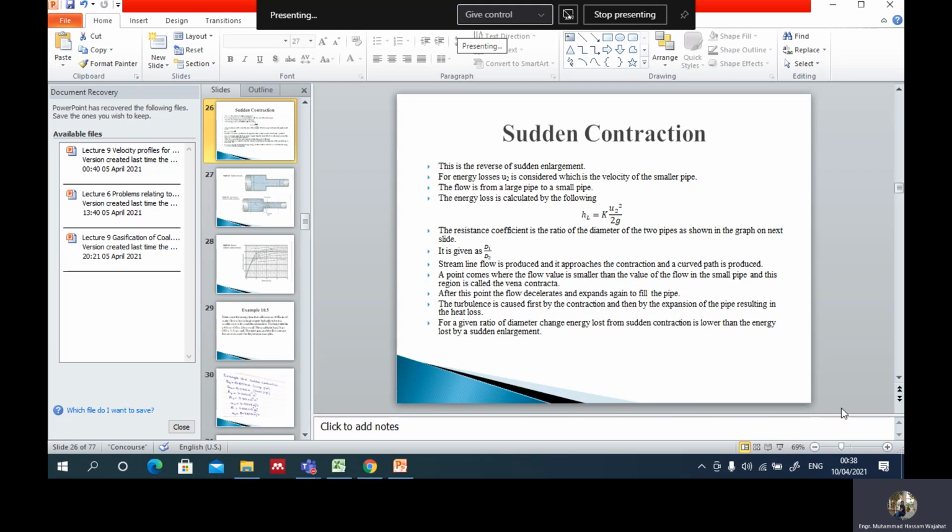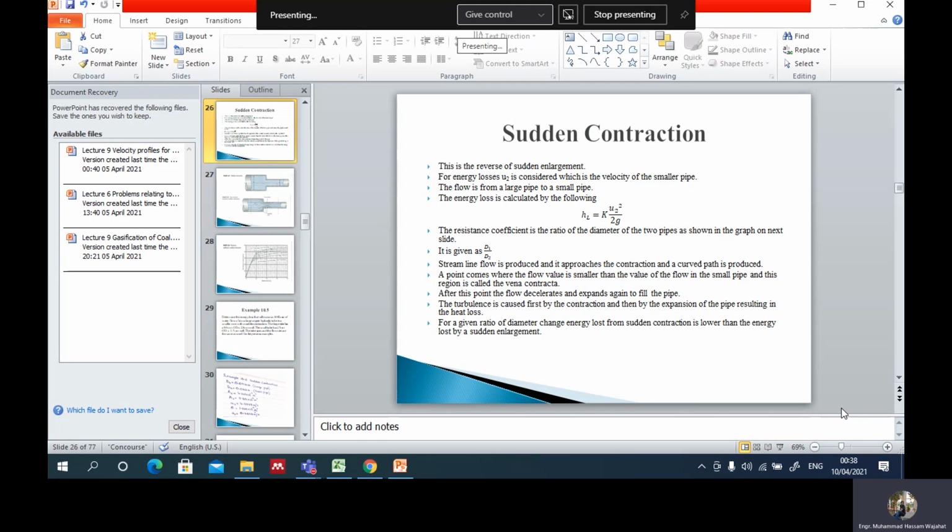Larger area coming to a smaller area. Contraction. There is turbulence caused. And then once it reaches the vena contracta, to go back in the smaller pipe, it will expand. So that will cause further heat loss. So for a given ratio of diameter change, the energy loss from a sudden contraction is lower than the energy loss by a sudden enlargement.